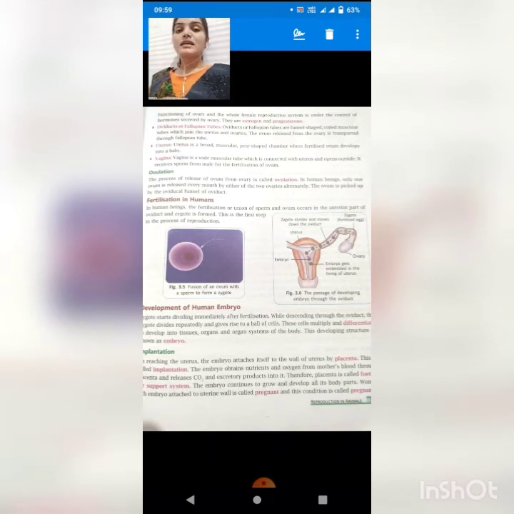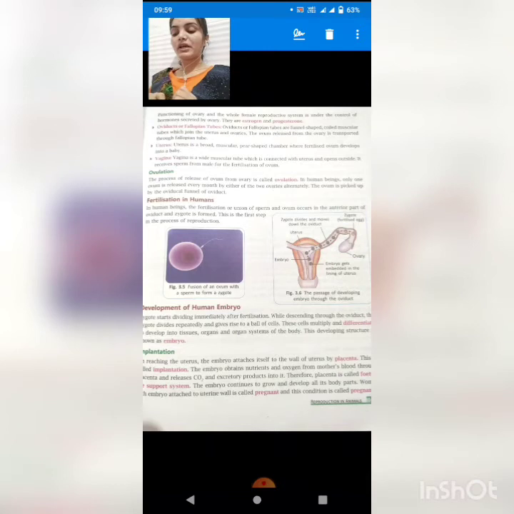Now, what is implantation? Implantation means, students, when the embryo gets attached to the wall of the uterus. Why does this process occur? It occurs because of the fixed property of the uterus and of the embryo. On reaching the uterus, the embryo attaches itself to the wall of the uterus by means of the placenta. This is called implantation.